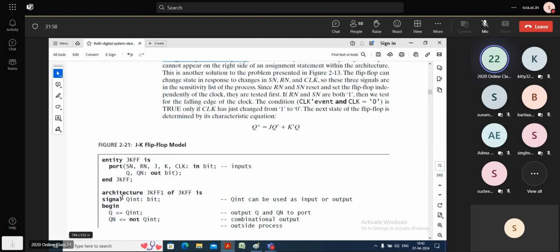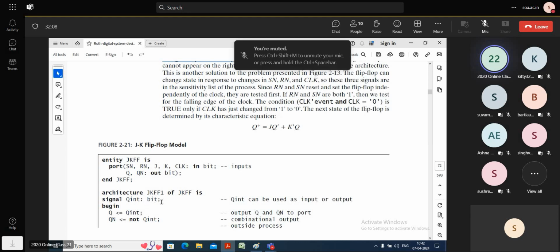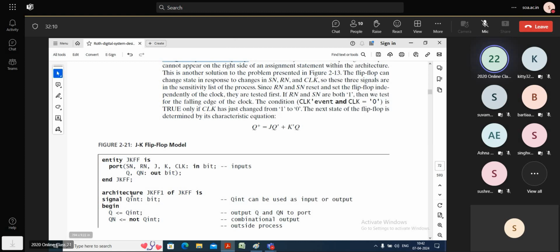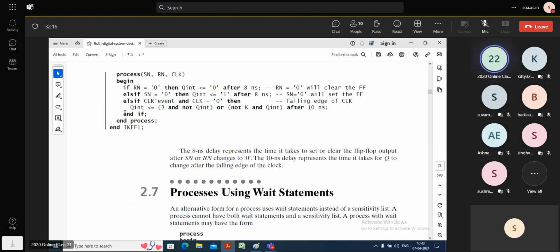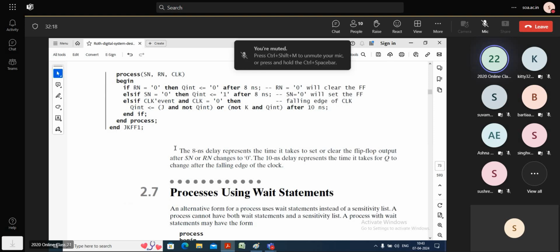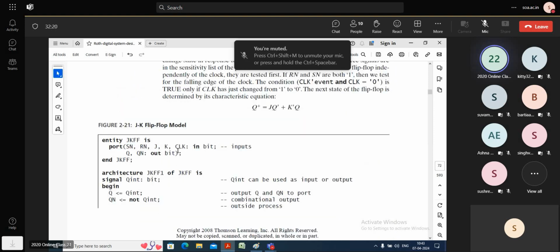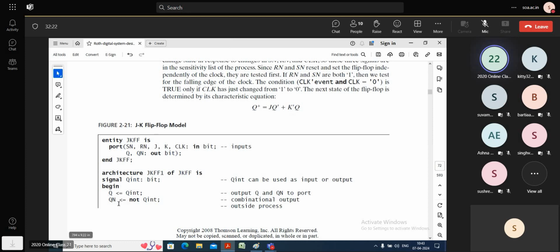So this signal Qn is the internal signal. As you can see, here we have not specified the mode as in or out. This is the internal signal and the type is bit. Next, you have to write the statements within this begin and end of the architecture.